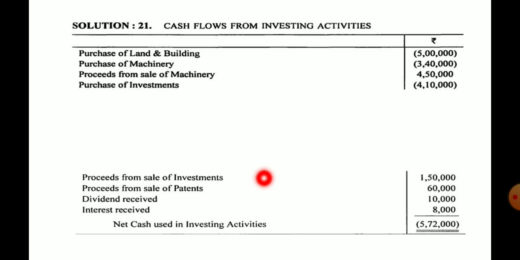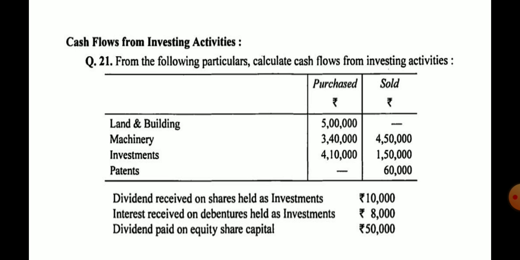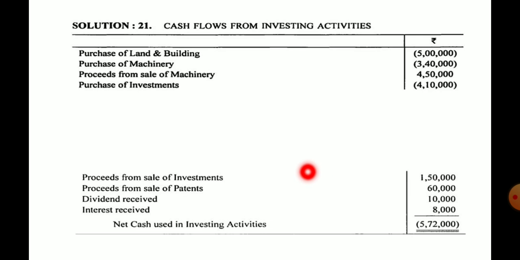Proceeds from sales of investment is an inflow. Proceeds from sales of patent 60,000, dividend received 10,000 and interest received 8,000. Whatever amount is left, that is 50,000, is not included in this because it is part of financing activity. So the cash flow from investing activity is 5,72,000.